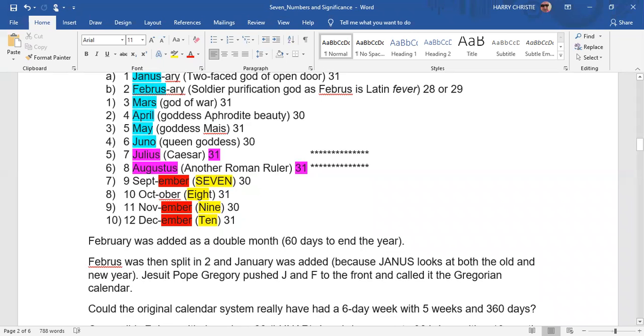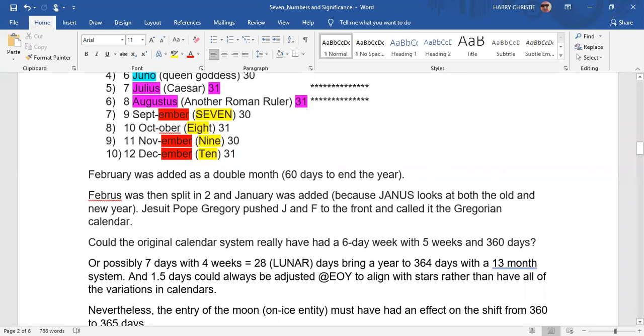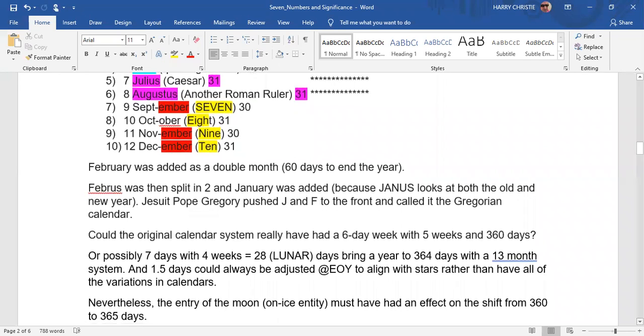But we'll probably never know the true meaning for that. So February was added as a double month in the beginning, but then they split it up into January and February. And we did talk a little bit about February already and Janus. So it was the Pope, the Jesuit Gregory, that eventually added the months. And then after adding them, he moved them to the very beginning. And so that's why we have the 12 months. So originally we had 10 months, eventually became 12.